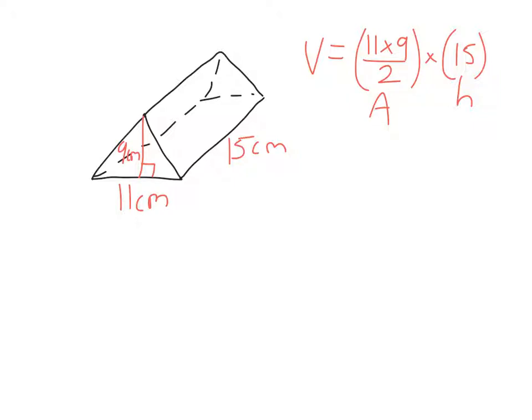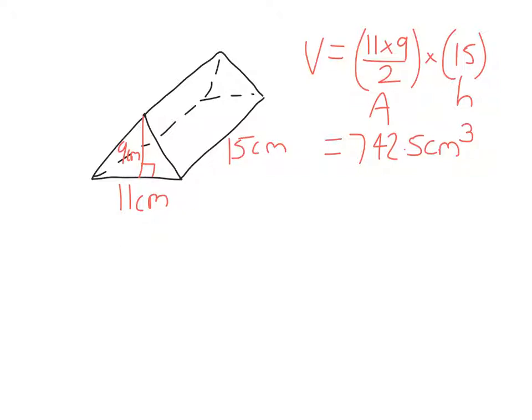So you just put that on your calculator: 11 times 9 divided by 2. Get your answer and times by 15. And you should get 742.5. And the answer is centimeters cubed this time. So we're looking at cubic units. So that is the volume.